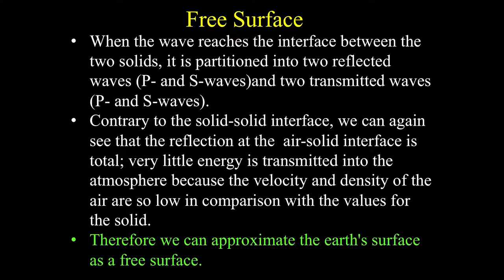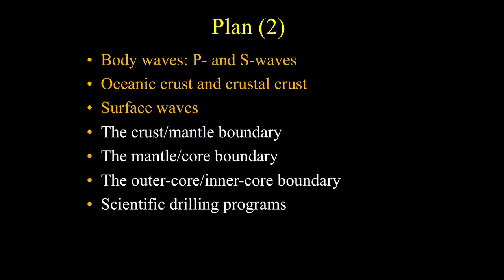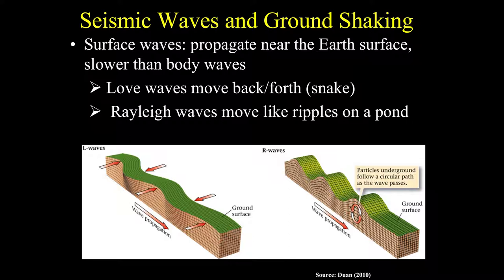Let's now elaborate on surface waves. We'll now introduce a second and final category of waves, before we use the properties of seismic waves to find out what's happening deep inside the Earth. The secondary category is surface waves. Surface waves propagate near the Earth's surface slower than body waves. Love waves move back and forth like a snake. Rayleigh waves move like ripples on a pond.